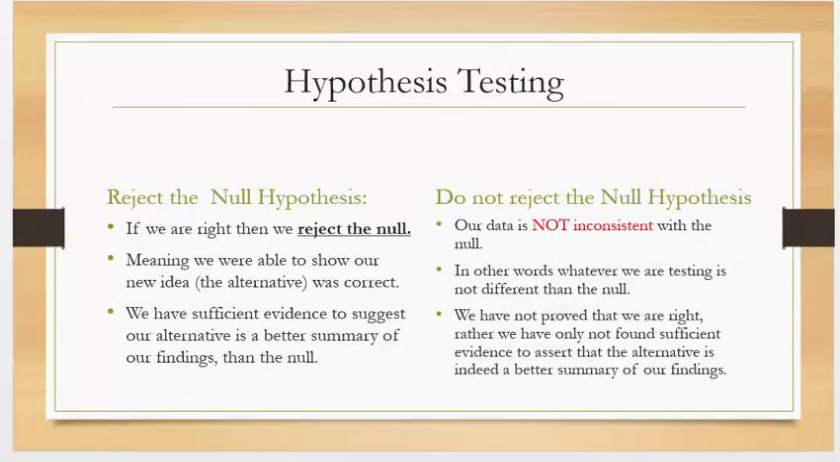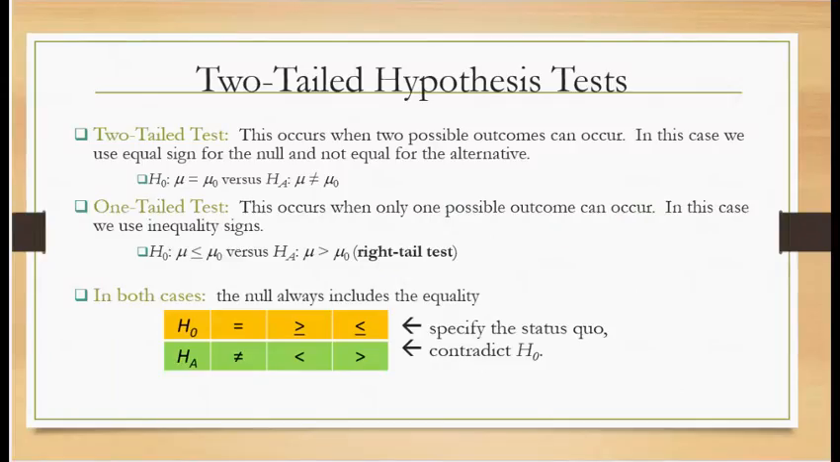Now, I think the best way to explain this is with an example, because in theory it tends to be a little bit confusing. So I'm going to talk a little bit about the types of tests, but rest assured we will get to a concrete example that you'll be able to follow and understand better. When we conduct hypothesis tests, we either do a two-tailed test or a one-tailed test.